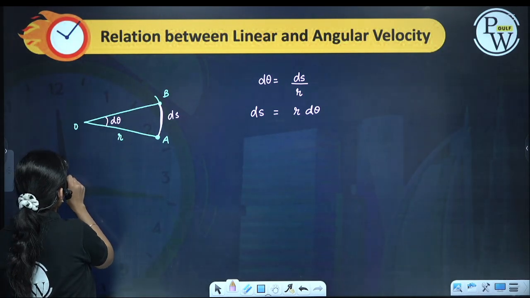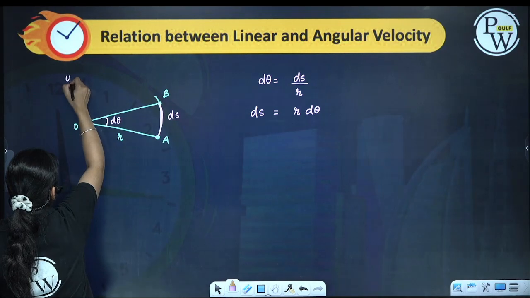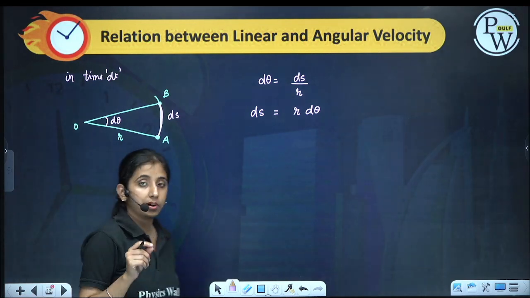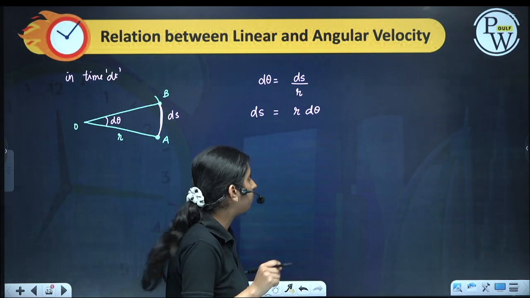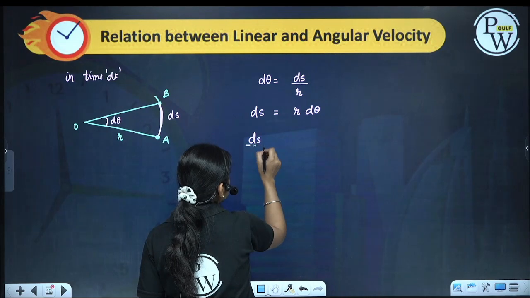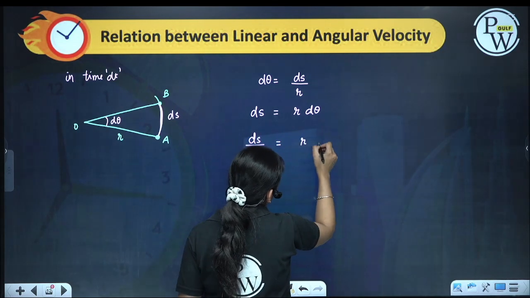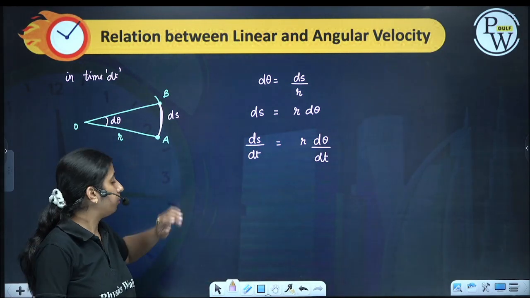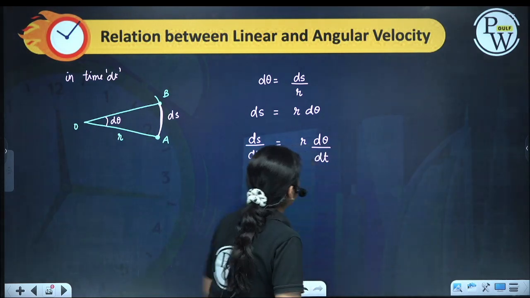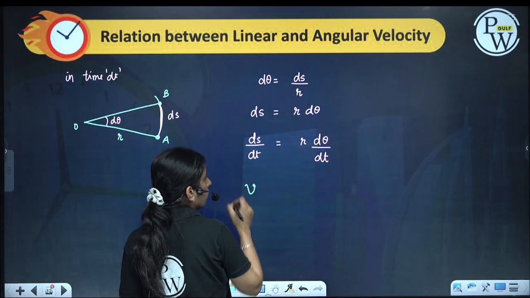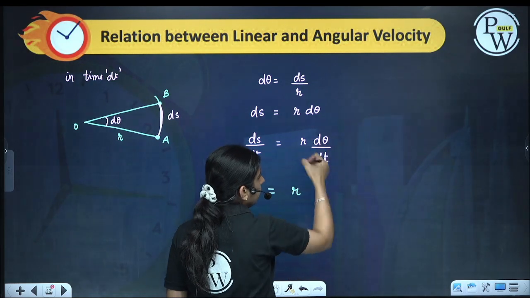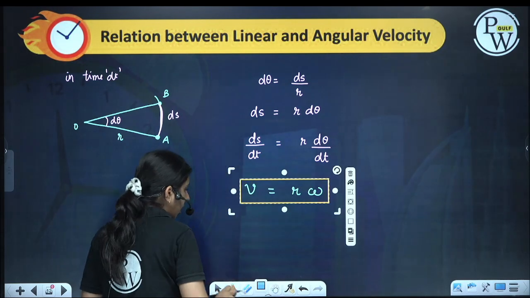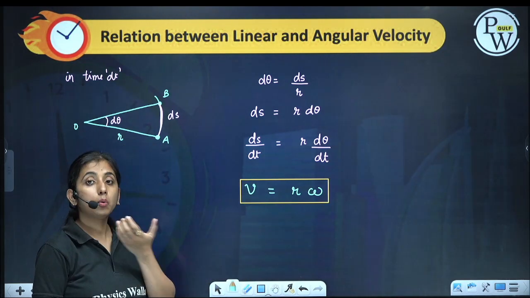In time dt, the particle changes from A to B. Now if we want to see the rate of change, we divide both sides by dt. Now ds by dt is velocity, and this is equal to r d theta by dt, which is omega. So v is equal to r omega.